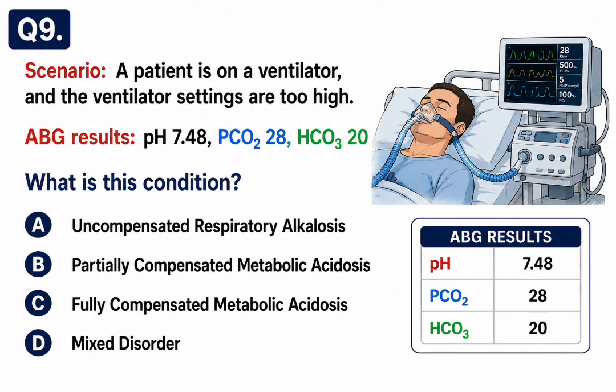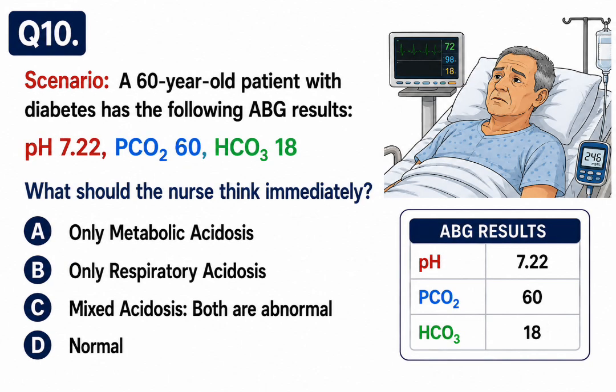Question 9. A patient is on a ventilator and the ventilator settings are too high. The ABG results are pH 7.48, PCO2 28, and HCO3 20. What is this condition? A. Uncompensated respiratory alkalosis. B. Partially compensated metabolic acidosis. C. Fully compensated metabolic acidosis. D. Mixed disorder.